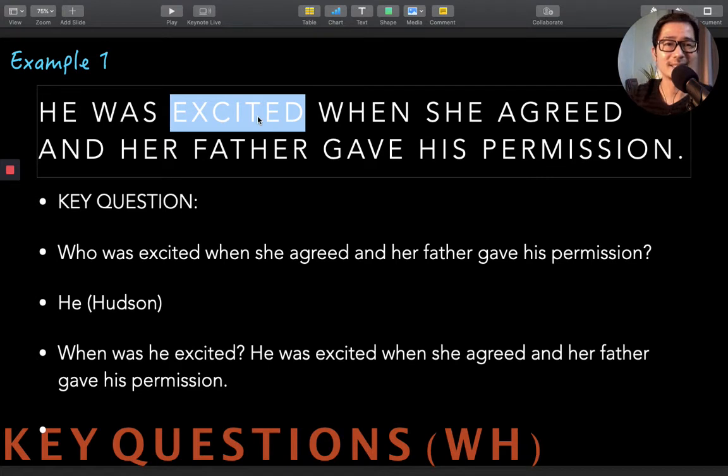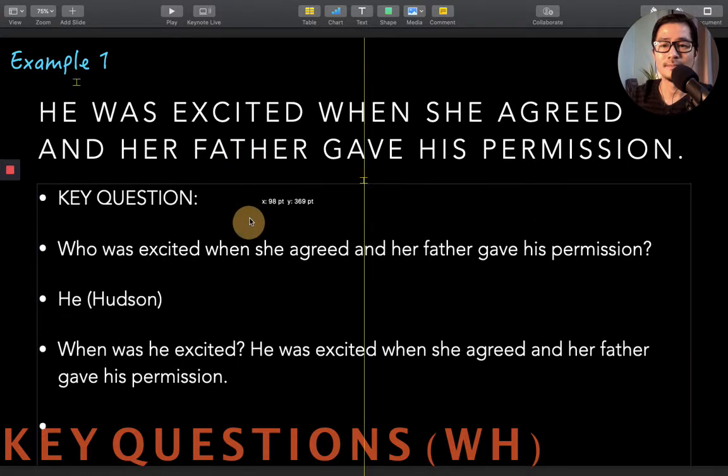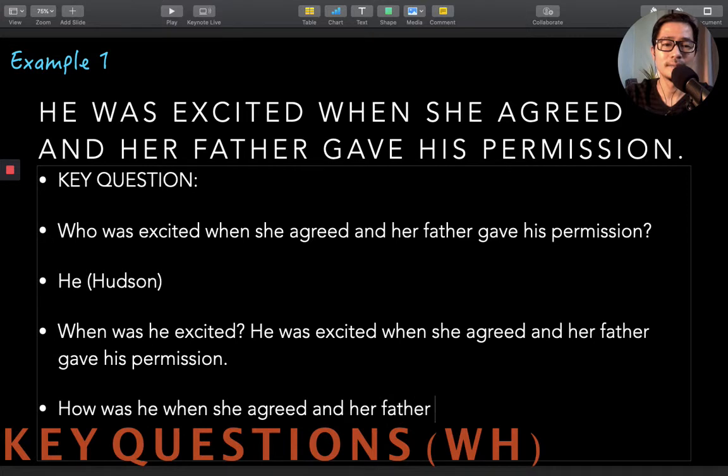Excited. What is excited? Yeah, it's a feeling, right? So what question should we ask in this case? Let me just adjust this. Okay, if I want to stick to the original grammatical pattern, I would say something like this. How was he when she agreed and her father gave his permission? And the answer would be excited, or he was excited.